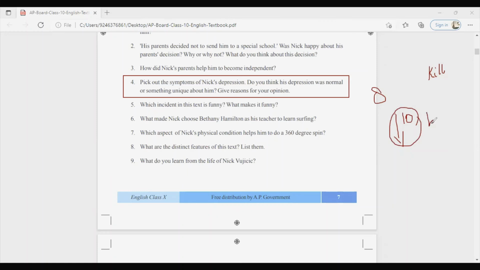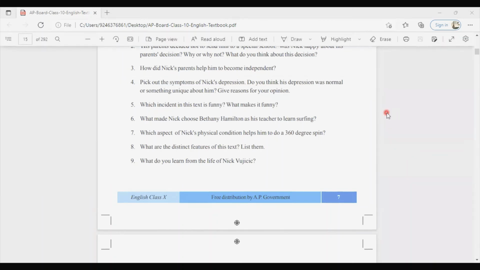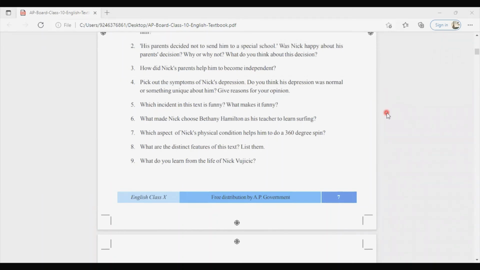Himself in the bathtub. He went to his bathtub and he wanted to kill himself. But these were the symptoms of Nick's depression. I think his depression was normal because every person who does not have any disability also, at one point or another, becomes depressed. And any human being born like Nick might have the same depression too.